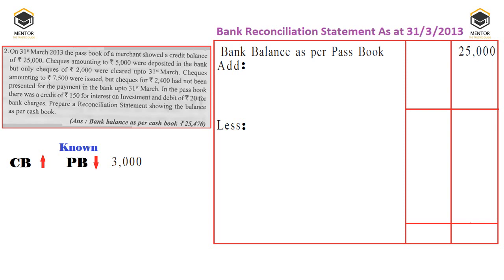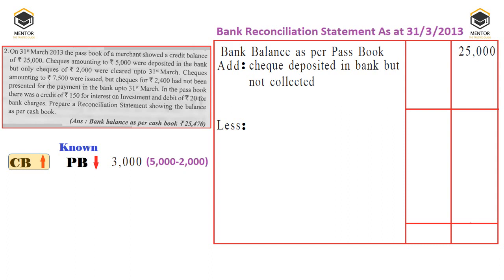Why have I taken 3,000? Because already 2,000 was cleared. How much is not cleared? Not cleared is the problem. That is 5,000 minus 2,000, that is 3,000 not cleared. So, 3,000. Which one do we need to find out? Cash book. So the cash book is the one above, therefore it should be added. Checks deposited in bank but not collected. Clear? In this way we have to do.